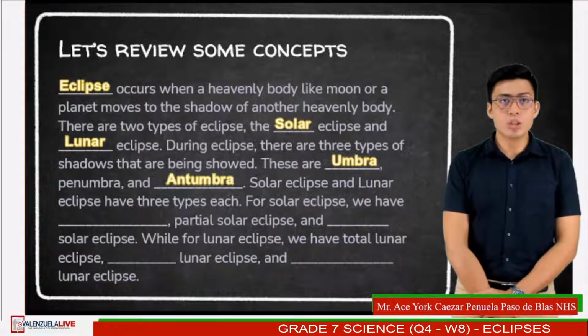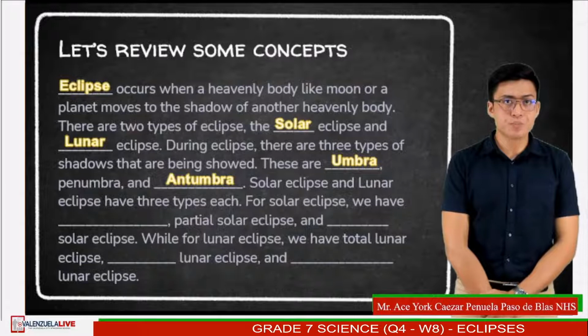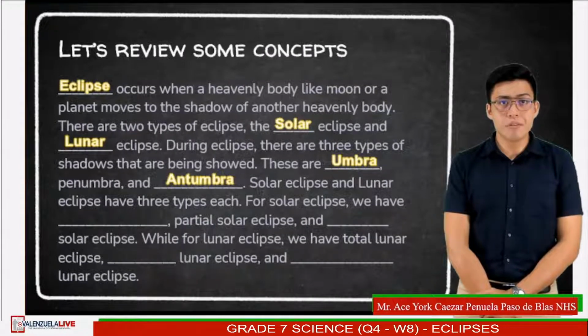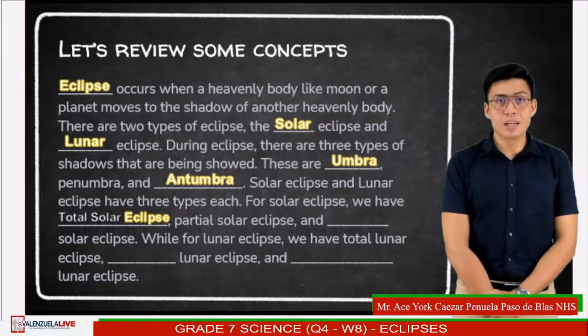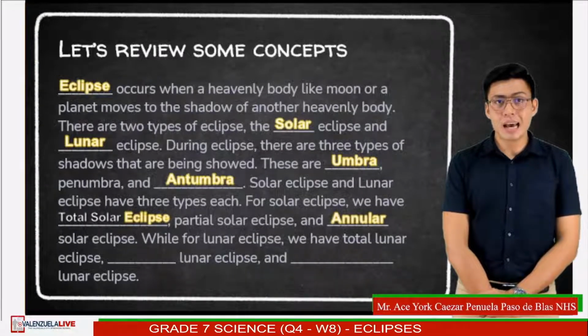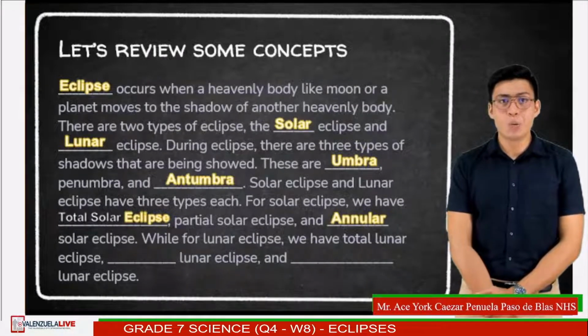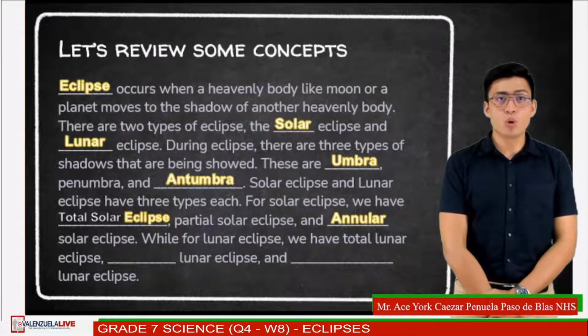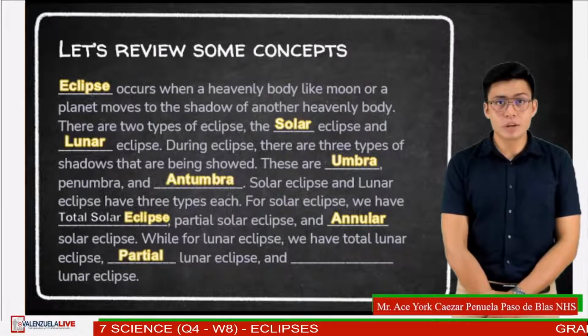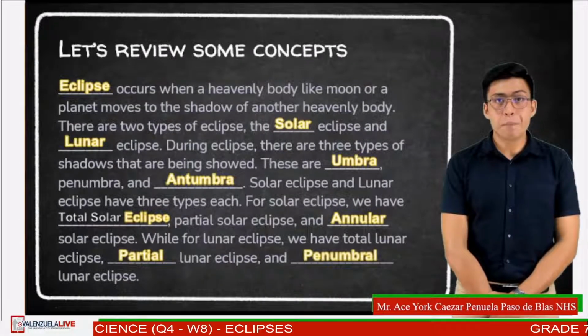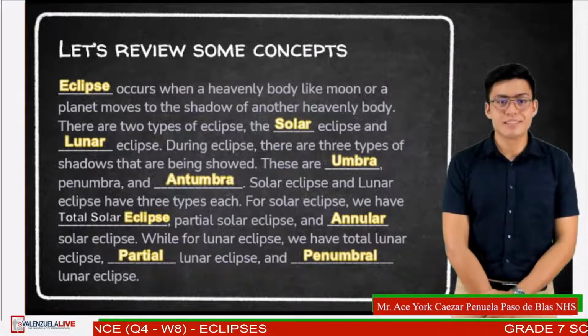Solar eclipse and lunar eclipse have three types each. For solar eclipse, we have total solar eclipse, partial solar eclipse, and annular solar eclipse. While for lunar eclipse, we have total lunar eclipse, partial lunar eclipse, and penumbral lunar eclipse.